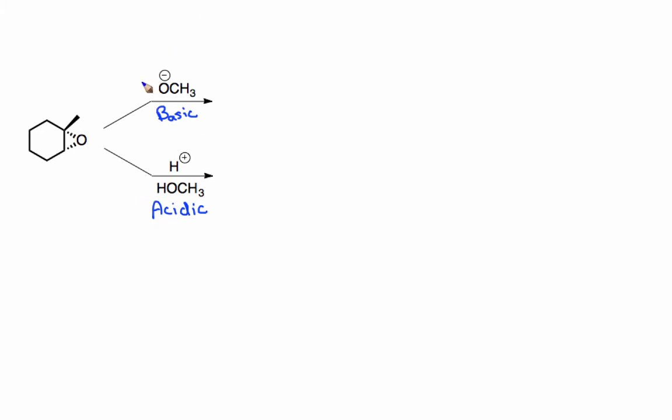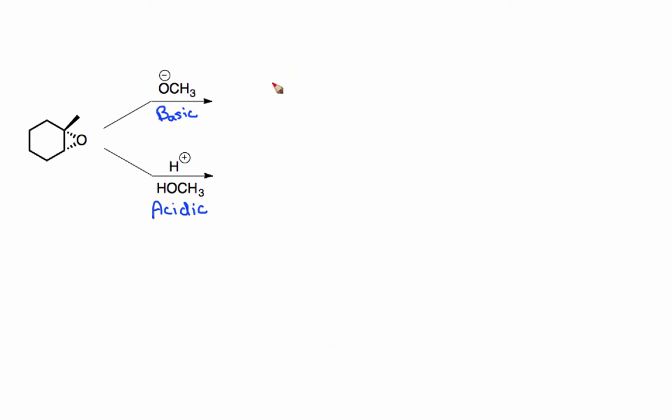So in the case of the basic conditions, OCH3- is a strong nucleophile, and the epoxide is a strained three-membered ring. Although O- really isn't normally a great leaving group, because of the ring strain, we can actually treat this with a nucleophile and open this epoxide up. So what happens under these basic conditions? We're going to do a nucleophilic attack on the epoxide.